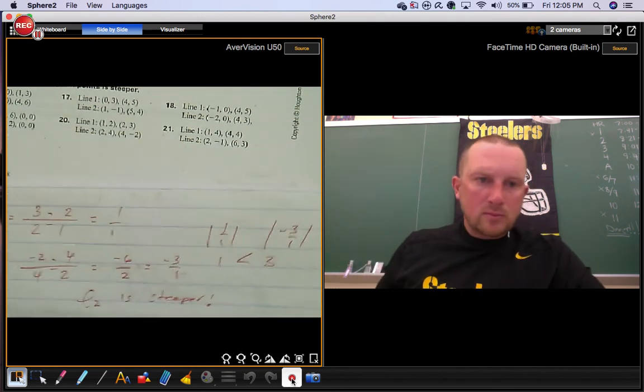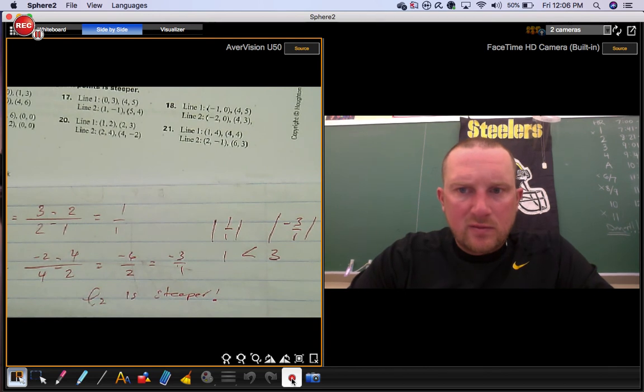That's all you do with those problems in that section. Find your slopes, compare them.